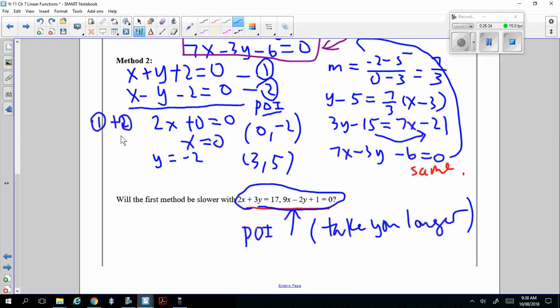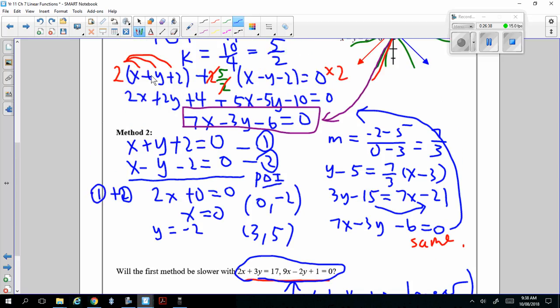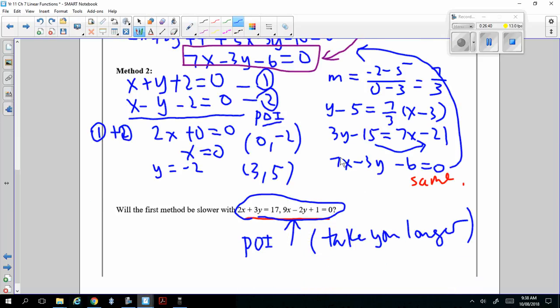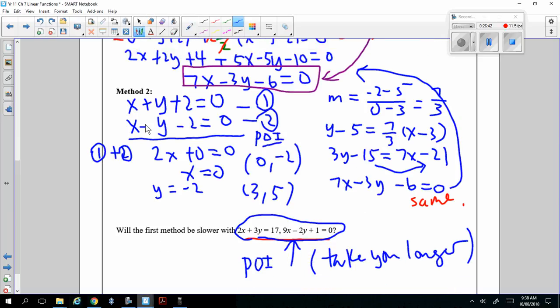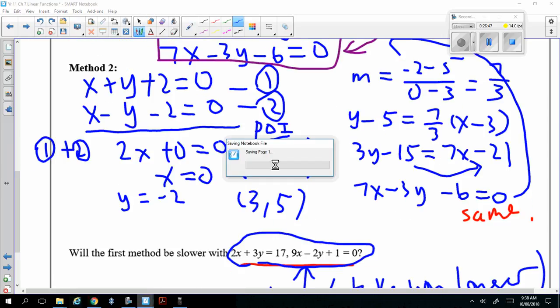I just want to show you, want to discuss that. Because some people may find, oh, this method 2, he found it easier to do. But it's not always easy because the point of intersection can be difficult to find. All right, let's move on to the next page.